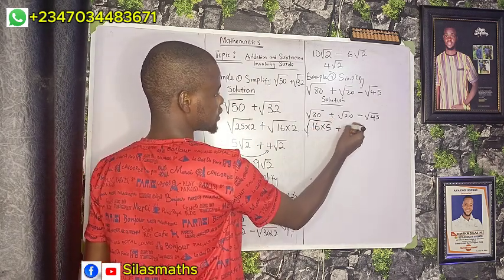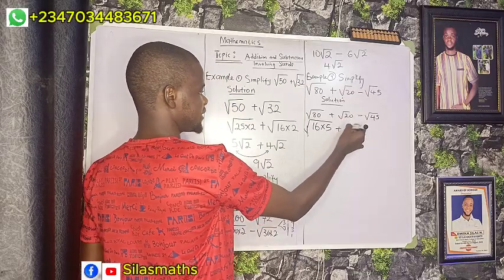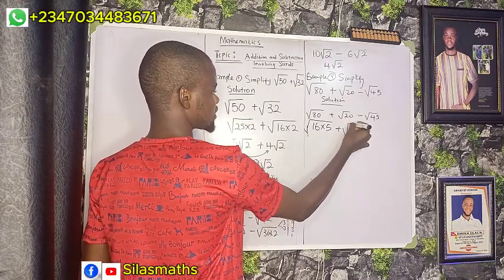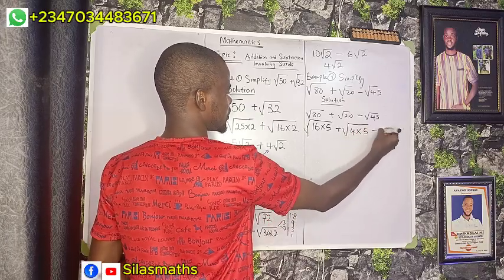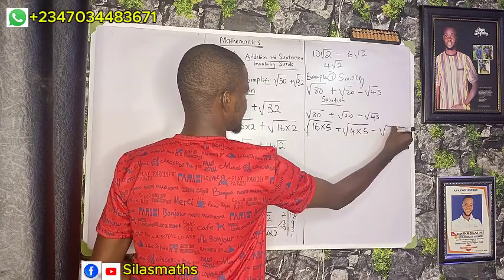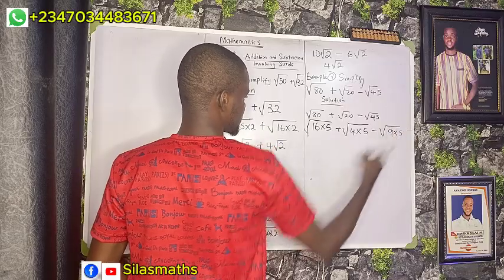Then I have for this one, of course, 4 times 5. 4 is a square number. Remember what we're considering as square numbers. 4 times 5. And the last one, of course, is 9 times 5. 9 is a square number, so 9 times 5 will give us this.